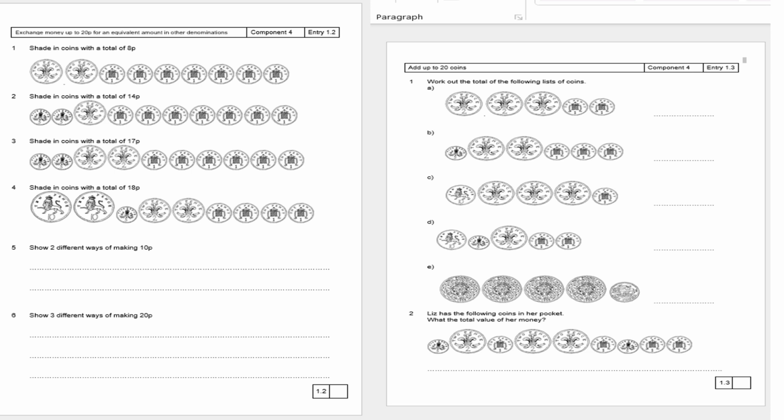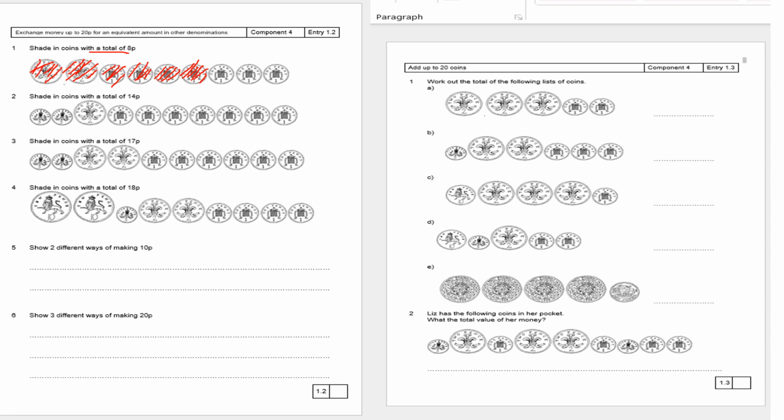Question number 1, shading coins with a total of 8 pence. So I'm going to shade in the 2 pence, 2 pence again, so that's 4 pence, 5 pence, 6 pence, 7 pence, and 8 pence. Now there is more than one way to get your answer. I can shade in 6 1p coins and a 2p coin. That's another answer. So there are multiple methods of getting the same answer, as long as you are justified and clear on what your method is.